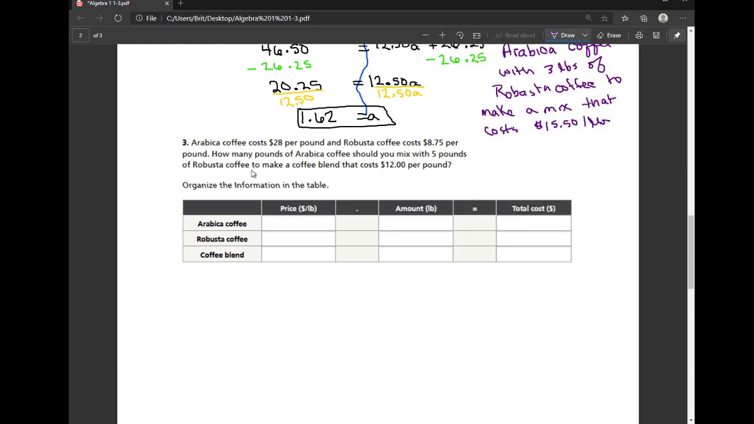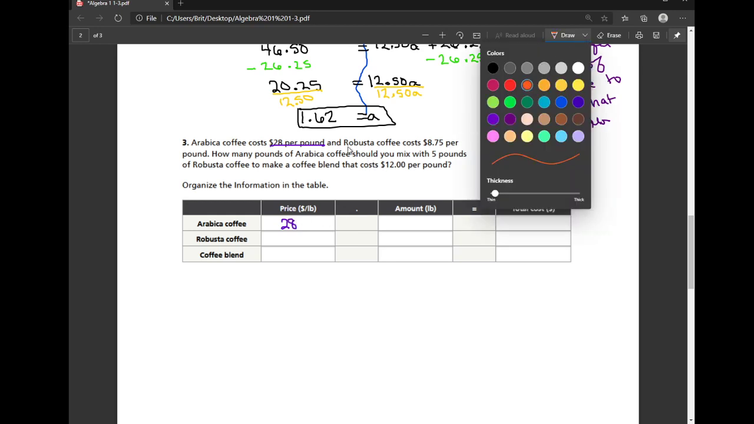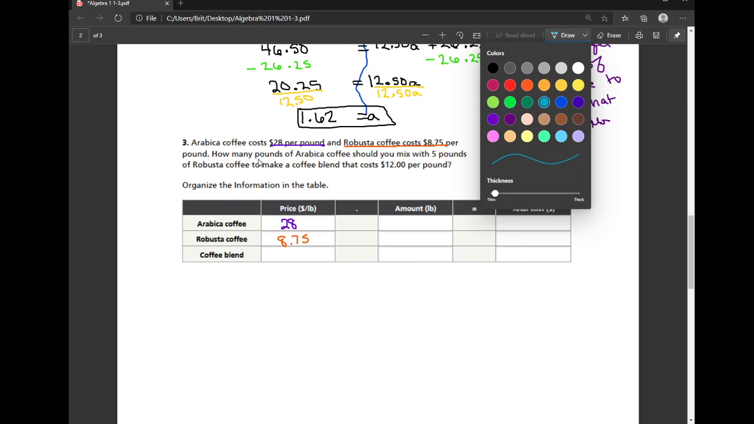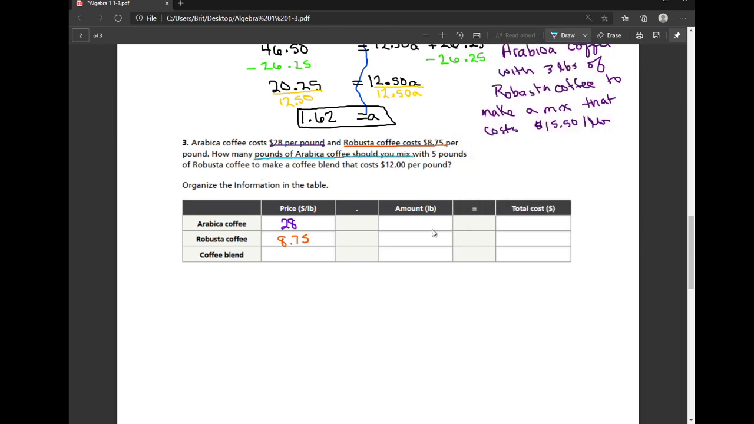Alright, so we have Arabica coffee, it's $28 per pound. And it says Robusta coffee is $8.75 per pound. It says how many pounds of Arabica coffee do you need to mix? So the amount here is an A. With 5 pounds of Robusta coffee to make a coffee blend that's $12 per pound. Alright, so there's our little table.